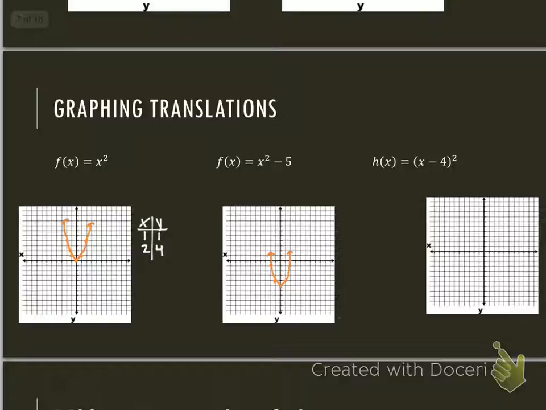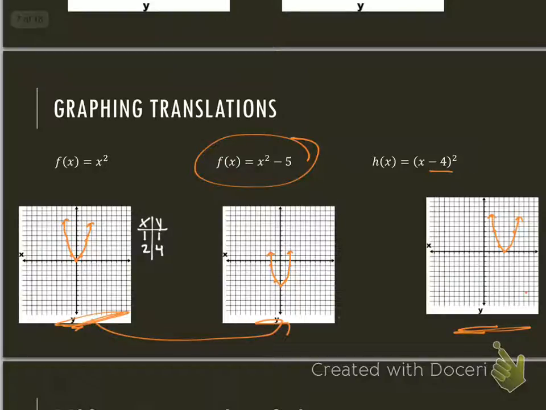Okay, if it sits on the inside, it moves left or right. This minus 4 means normally you would think left, but it's always the opposite. So it's going to go right 4. So I shift all of my points right 4. So all of my original graph points got shifted to the right 4. So you can see my left graph over here, that's my original, it shifted right 4. Okay, this one was down 5 because it's on the outside, so you can see that my original shifted down 5.